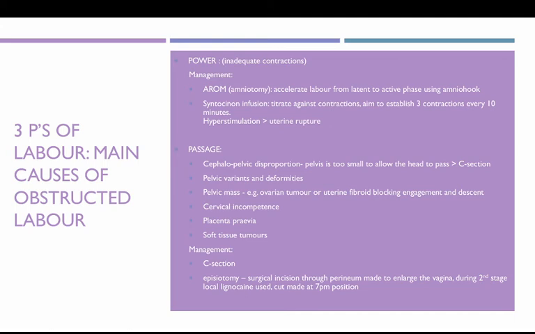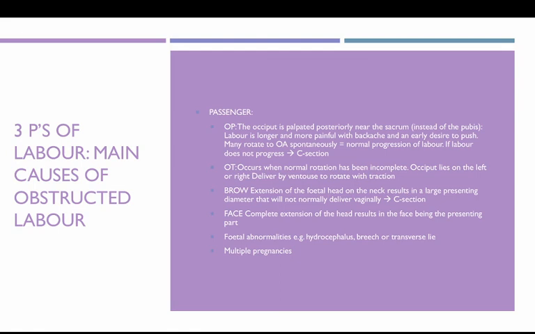The way that it would be managed would be through a C-section, for instance, or an episiotomy, which is an incision through the perineum to enlarge the vagina during the second stage. The cut is usually done posteriorly and laterally, at the 7 o'clock position, to avoid cutting through the sphincters, which could cause pelvic floor dysfunction. Okay, passenger, so this is to do with the presenting part of the fetus. Any fetal abnormalities as well, such as breech or transverse lie, and multiple pregnancies as well.